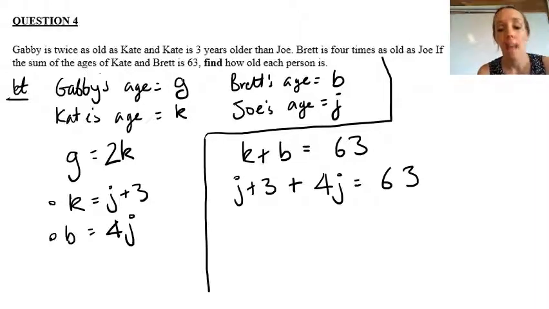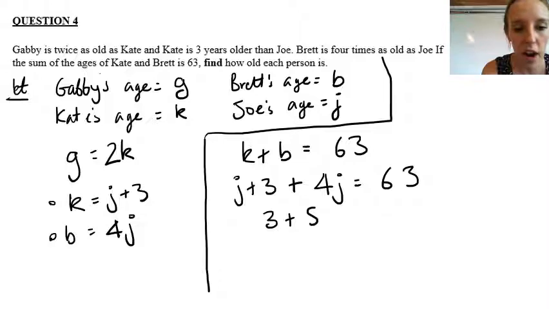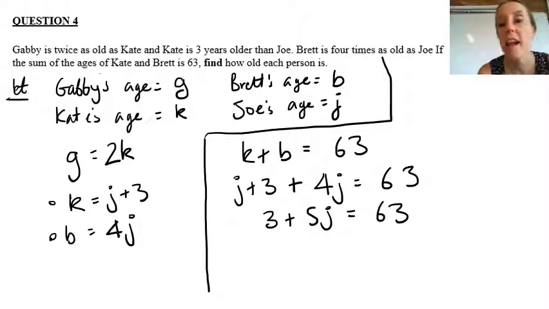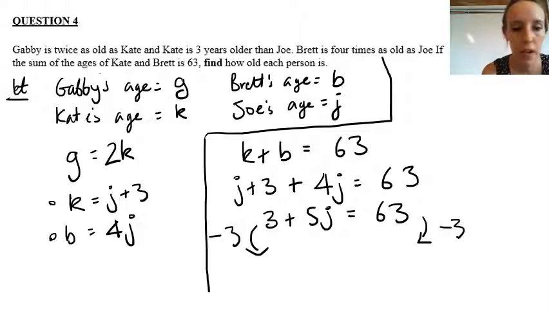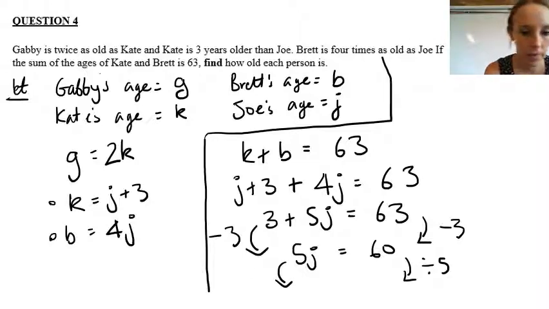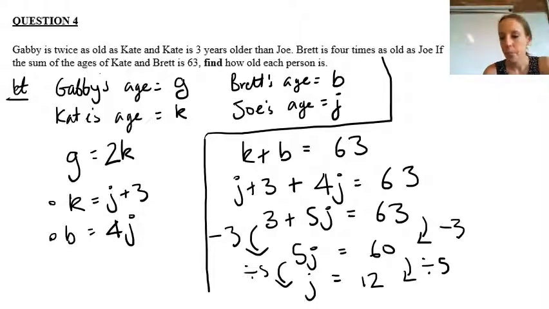So I've got some like terms which I can add together, J plus 4J, so I can add those together and get 5J. So as a result, 5J plus 3 is going to equal 63. And now all I have to do is solve for J, and I will know Joe's age. So to solve for J, the first thing I'm going to do is get rid of that 3. So take 3 from both sides. So 5J equals 60. And then if I divide by 5, I'll know how old Joe is. That's 12. Okay. So from there, I know how old Joe is.